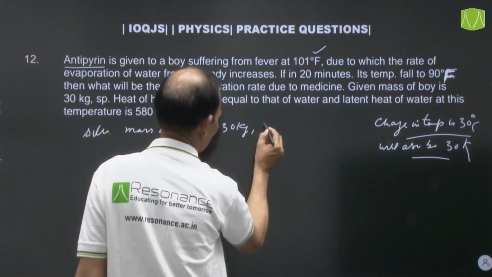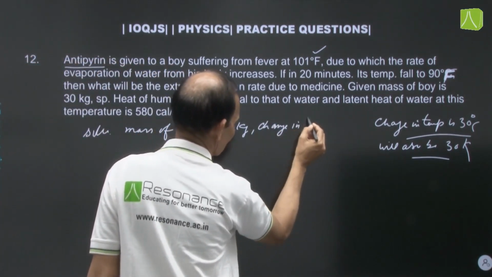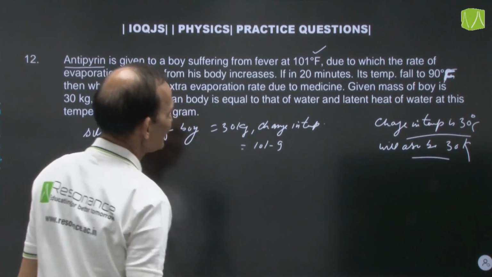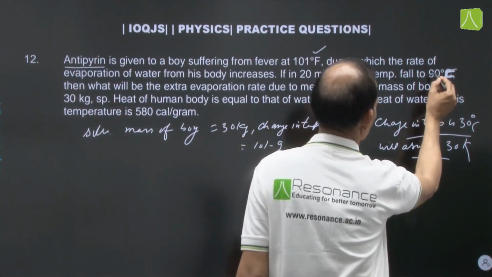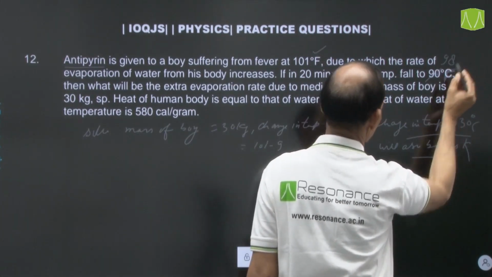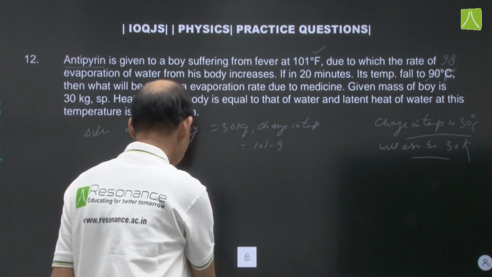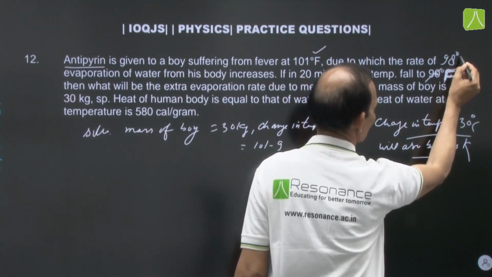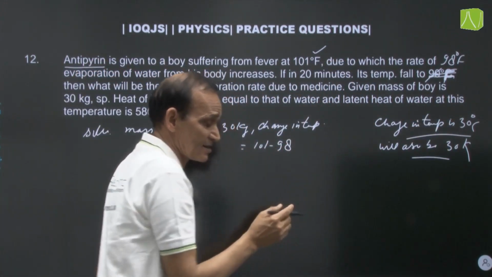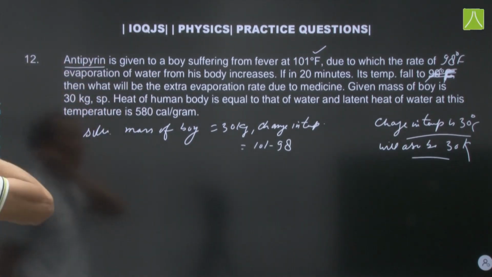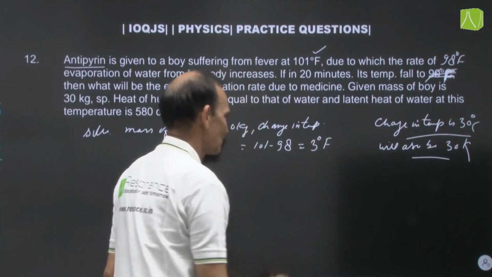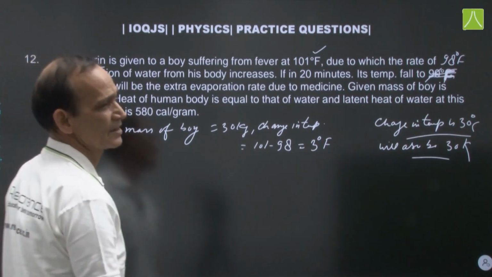Change in temperature equals 101 minus 98, remember it, 3 degree Fahrenheit. If the body came to 90, there would be a problem. It could not reach 90, you know, the body would get cold. So it is 3 degree Fahrenheit. But we have to use Celsius.